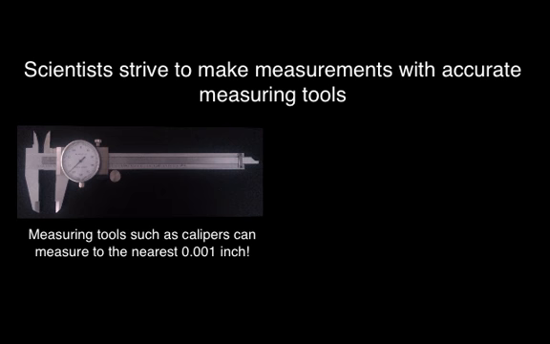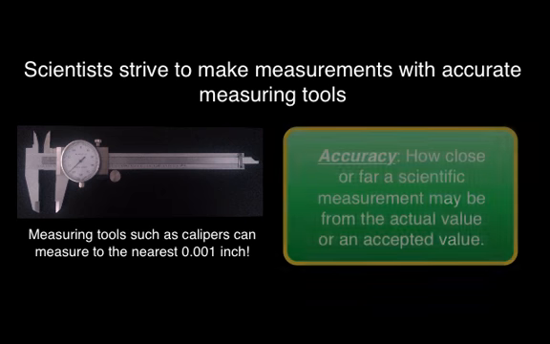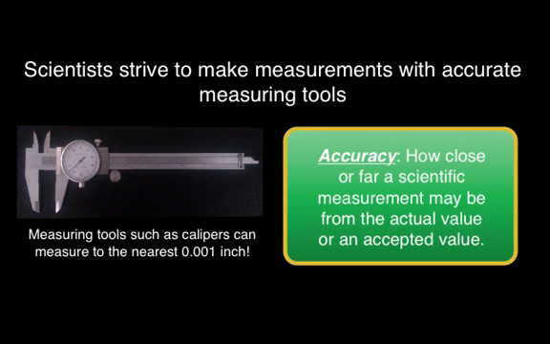But what does it mean to be accurate? Well, in science, accuracy is often defined as how close or far a scientific measurement may be to the actual value or to an accepted value. So when you look at that pair of calipers, what we're trusting those calipers to do is to make measurements, again, in the case of this pair of calipers, to the nearest 1/1000th of an inch. And we can trust that when we make that measurement it is being made accurately.